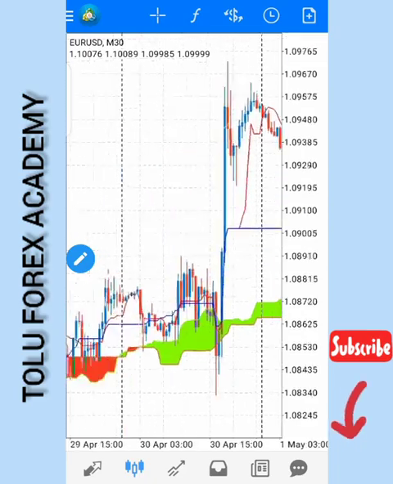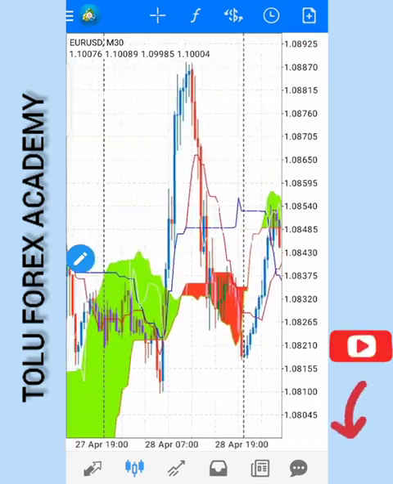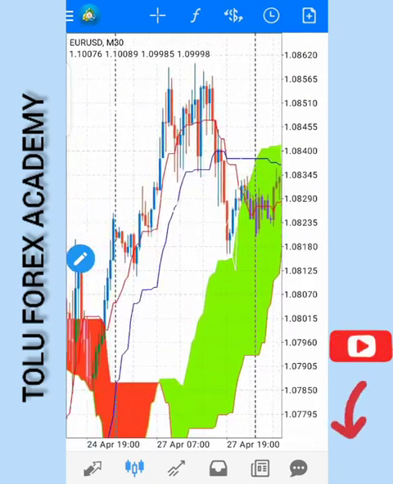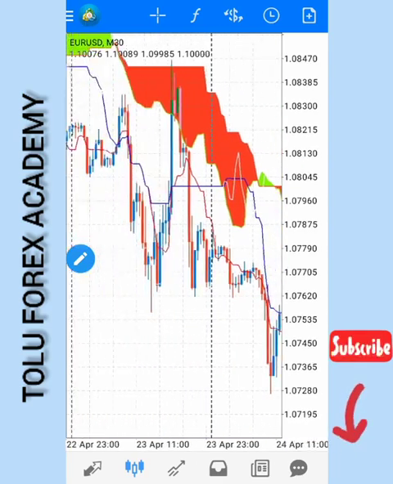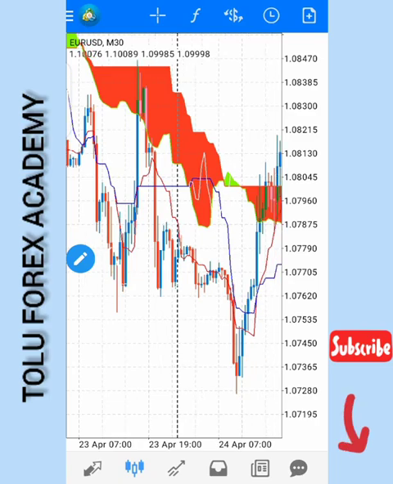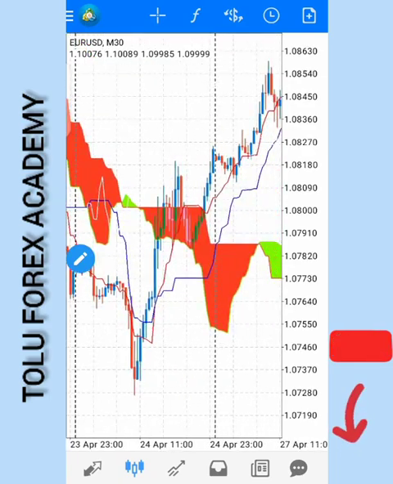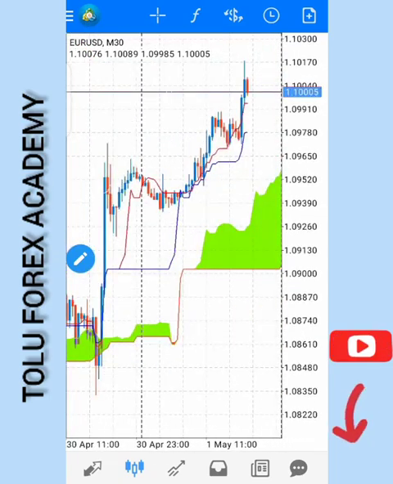I believe you can see. So when I see the very light green cloud, I know that it's in an uptrend. When I see the very red cloud, I know that it is a downtrend. So that is my setup for this Ichimoku strategy that I'm about to teach us.